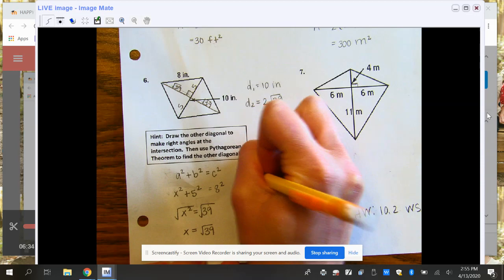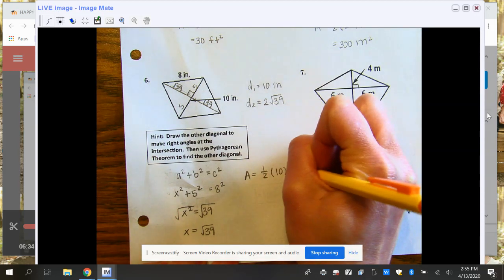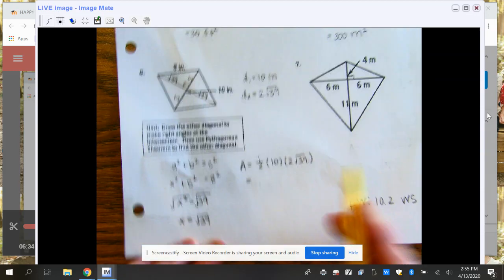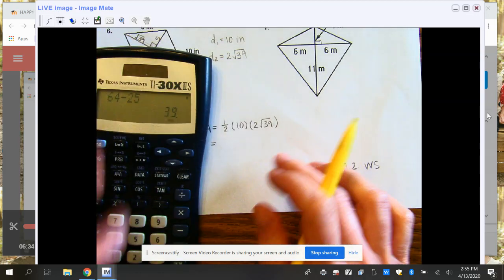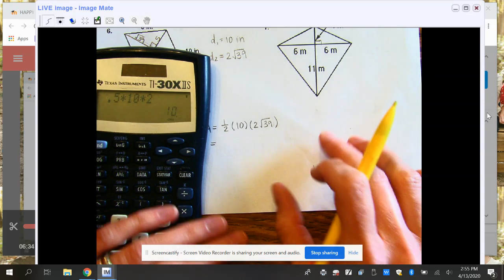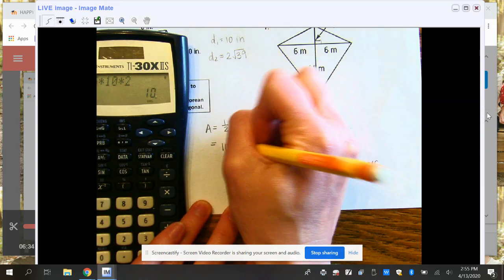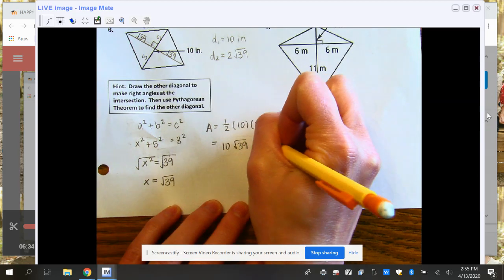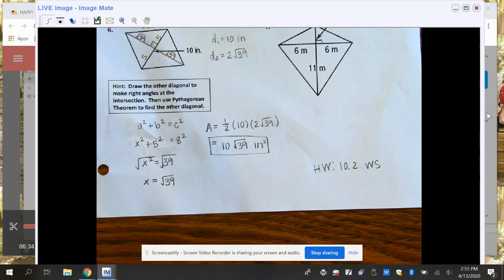So my area is going to be 1/2 times each diagonal. And then remember, we'll multiply the like parts together. So we're just going to multiply the 1/2 times the 10 times the 2. So my final answer is going to be 10 radical 39 inches squared. Okay.